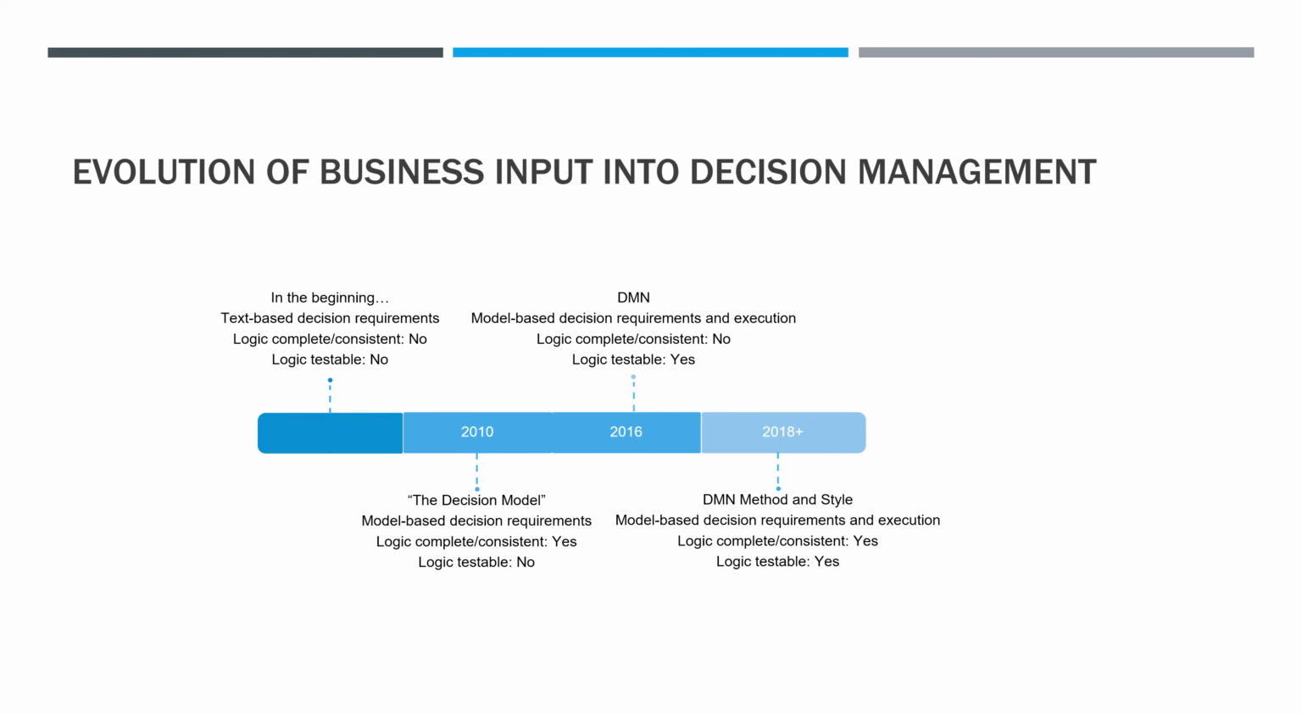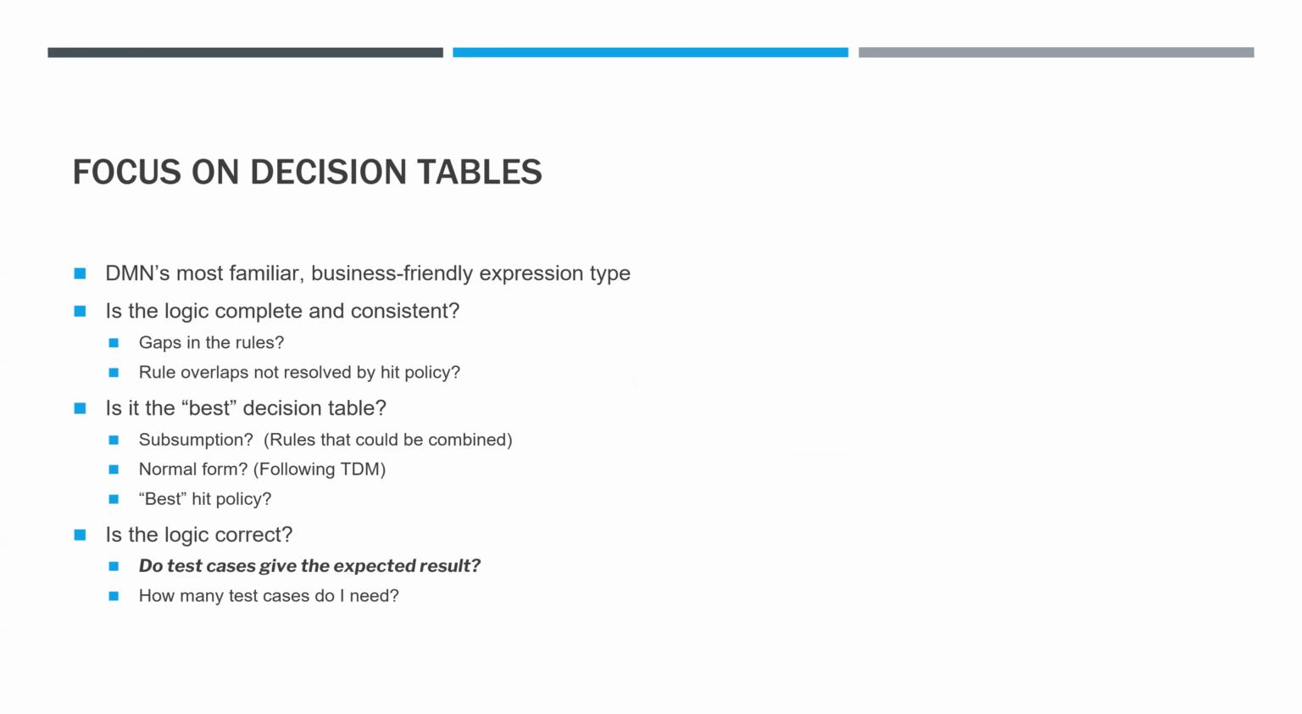Method and Style decision table analysis essentially marries many of the principles of TDM with the concepts and syntax of DMN, allowing both validation that the logic is complete, consistent, and maintainable, and testability for correctness. It focuses on decision tables, the most familiar and business-friendly form of DMN logic. Because condition cells are limited to what DMN calls unary tests, decision tables can be statically analyzed for completeness and consistency directly in the modeling tool.